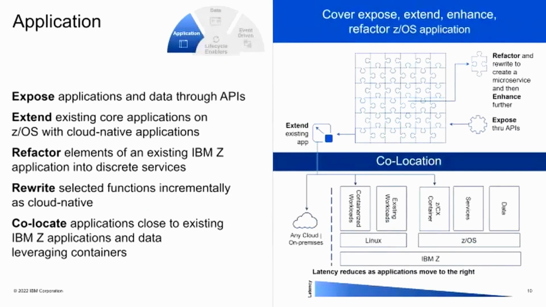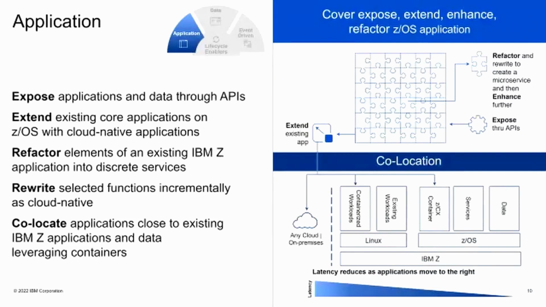So looking at applications in detail, the application modernization patterns break the strategies down into these 5 areas, and we're going to look at these 5 areas. So we've got expose, extend, refactor, rewrite, and co-locate. And these 5 things are 5 different sub-strategies within an application modernization strategy.